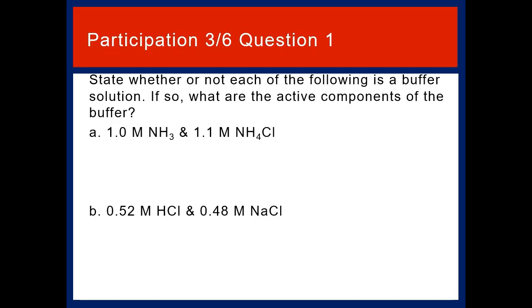Participation 3.6, question 1. State whether or not each of the following is a buffer solution. If so, what are the active components of the buffer? A, 1.0 molar NH3 and 1.1 molar NH4Cl, and B, 0.52 molar HCl and 0.48 molar NaCl. This is the first question on participation 3.6 due Friday, March 6 at 11:59 p.m. Link to the assignment is right below the document where these videos are posted.